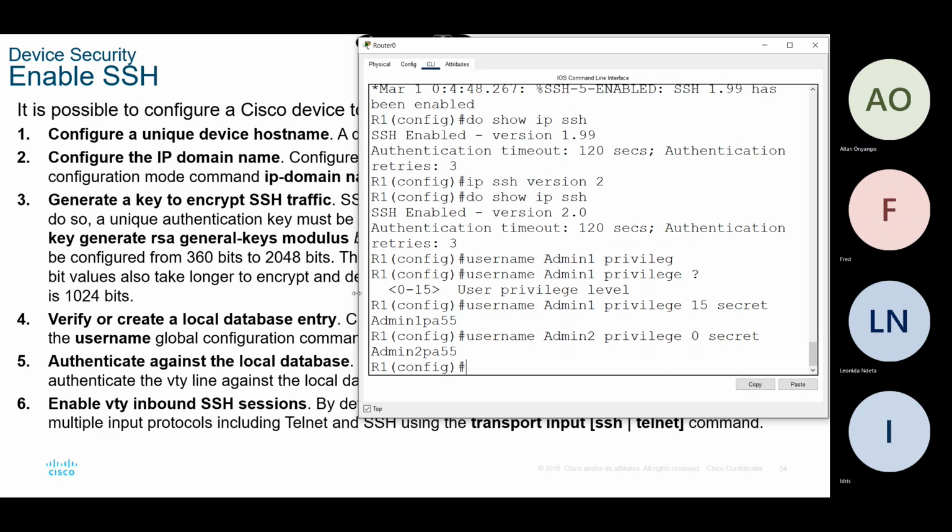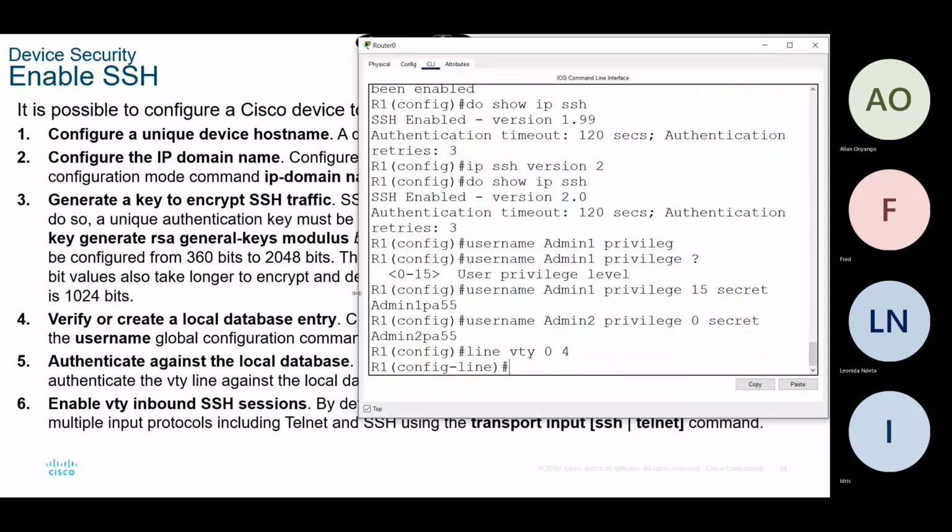Then we now get to line VTY. You say line vty, maybe 0 to 4. Remember what I said about 0 to 4 or 0 to 15? When you say 0 to 4, it means only 5 people can access this device concurrently. When you put a larger one, 0 to 15, up to a total of 16 people can access the device remotely concurrently.